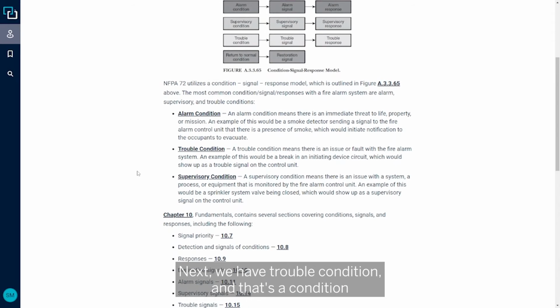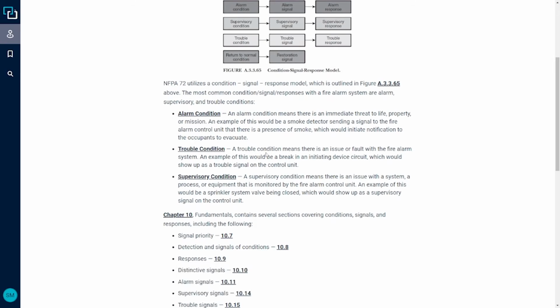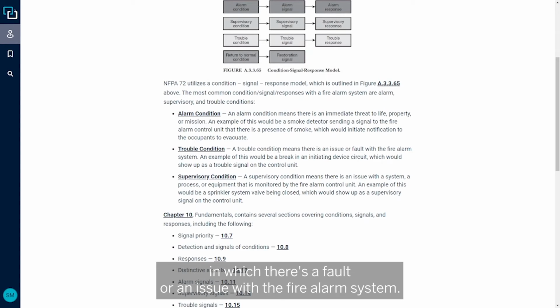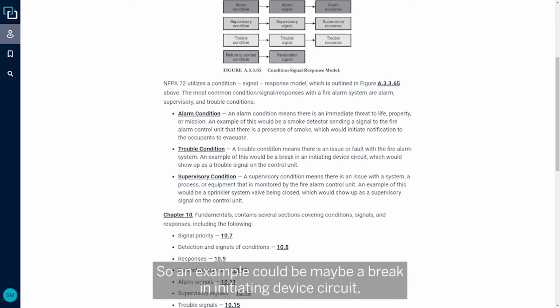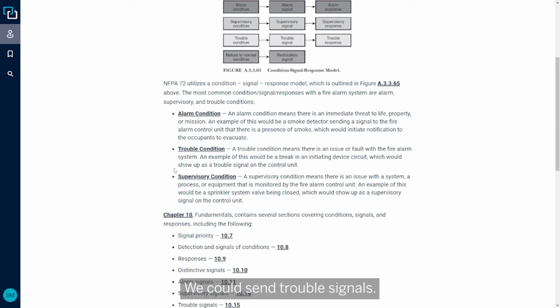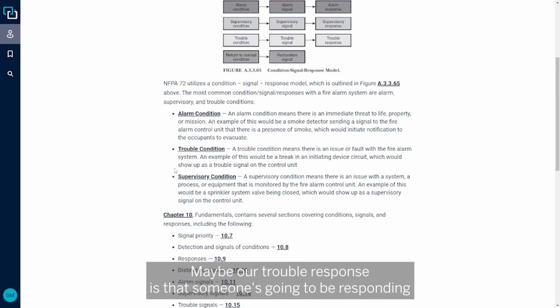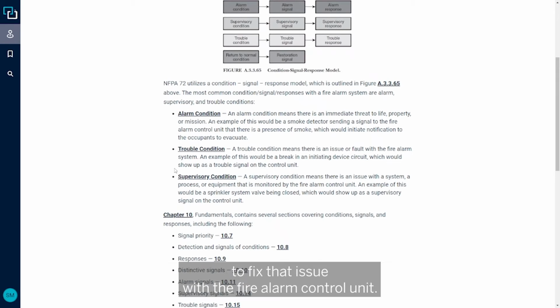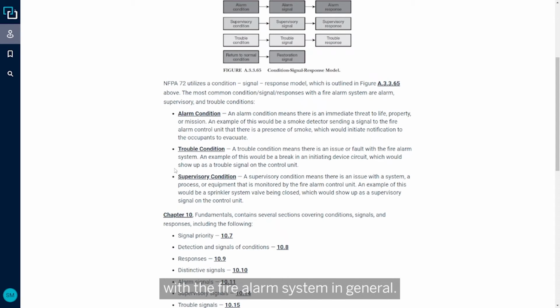Next, we have trouble condition, and that's a condition in which there's a fault or an issue with the fire alarm system. An example could be a break in an initiating device circuit, which would then show up as a trouble signal on that control unit saying, hey, there's a problem with the fire alarm system, and something needs to be done to fix that. Maybe our trouble response is that someone is going to respond to fix that issue with the fire alarm control unit. When you think trouble, it's an issue with the fire alarm system in general.